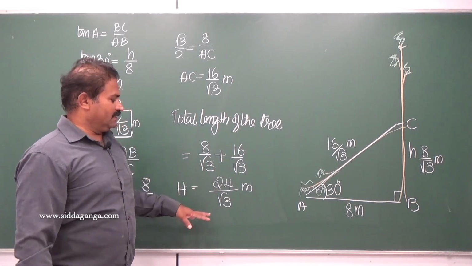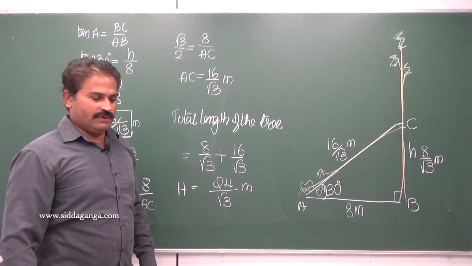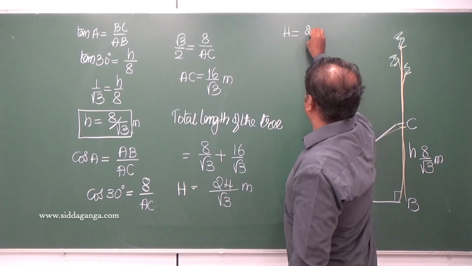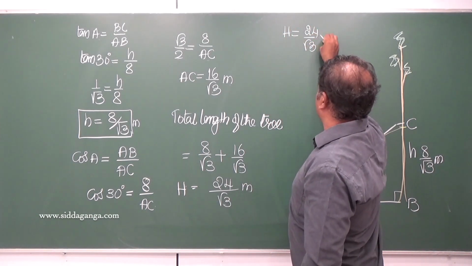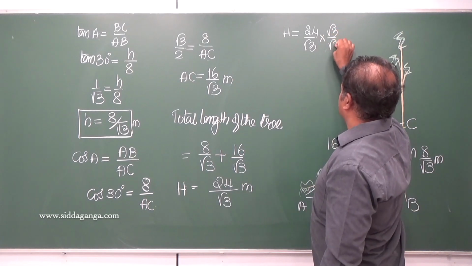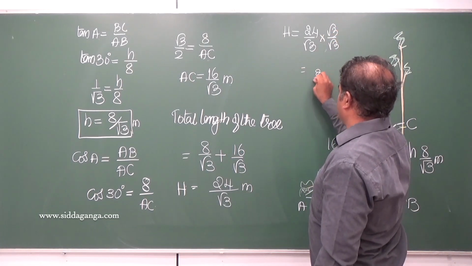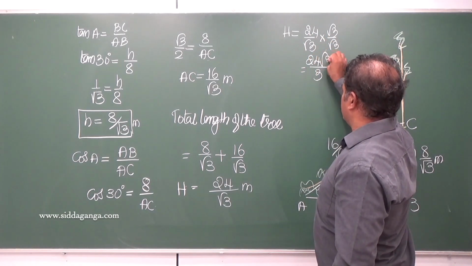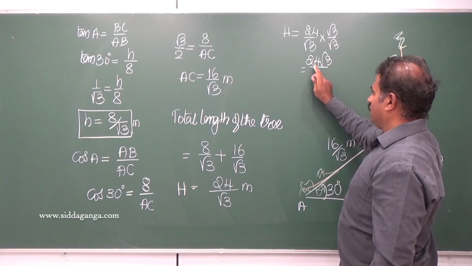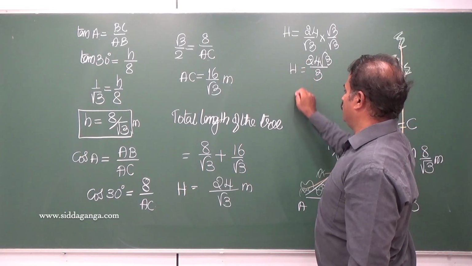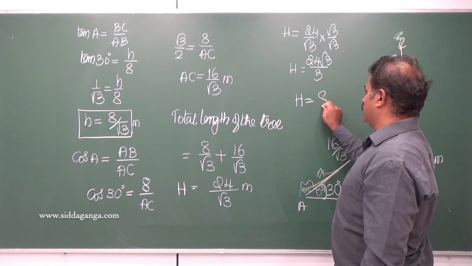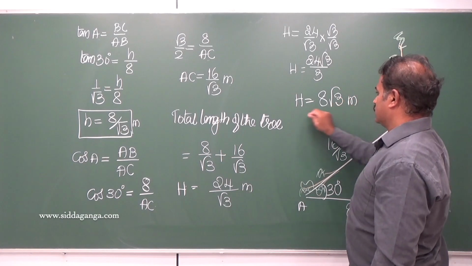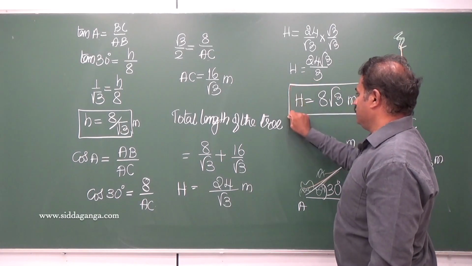And you can also simplify this by rationalizing the denominator. How are you going to do that? So the height of the tree is equal to 24 by root 3. You can multiply and divide by root 3. So root 3 into root 3 will become 3 in the denominator, and 24 into root 3. So what you can do, you can divide 24 by 3. So 3 eights are 24. Therefore, the height of the tree is equal to 8 root 3 meters. So this is the height of the tree.